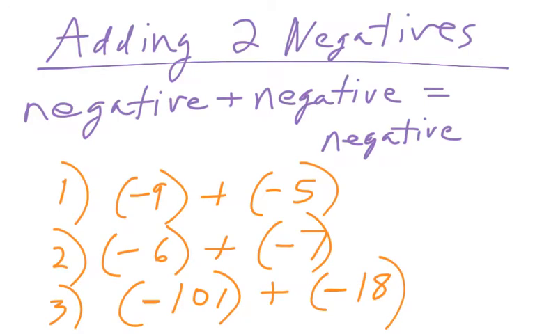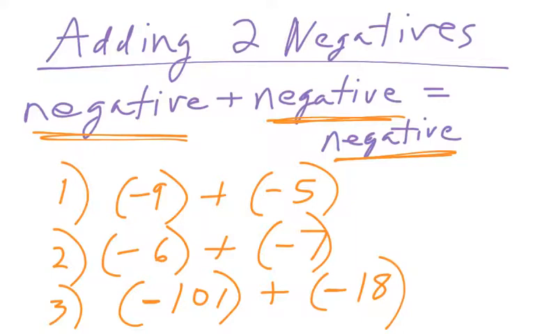So adding two negative numbers together. A negative number plus another negative number is always negative, okay? Again, a negative plus a negative, that will be a negative. And all you simply do is add it up and keep it negative, okay?